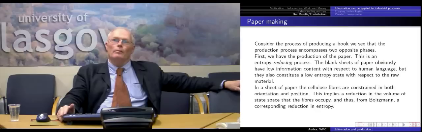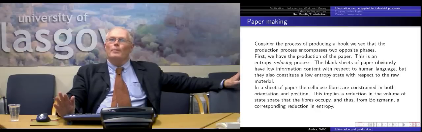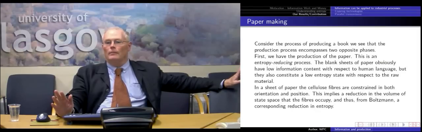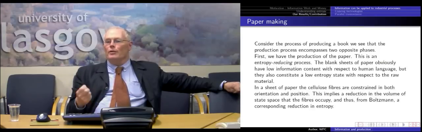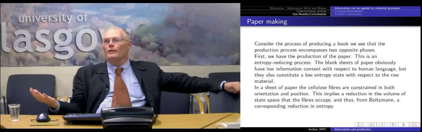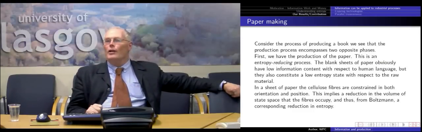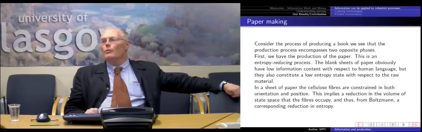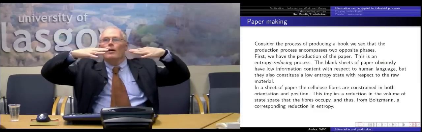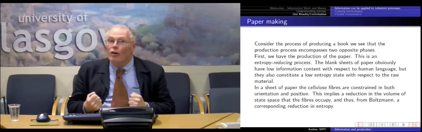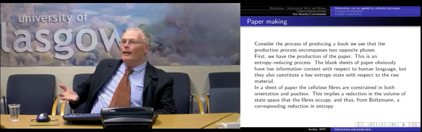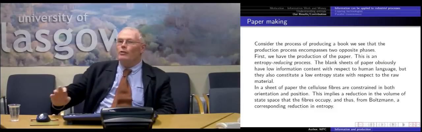Consider the process of making a book. You can see it goes through two opposite phases. First, you make paper. Now, making paper is obviously an entropy-reducing process. A blank sheet of paper has low information content with respect to human language. It's got no messages on it. So from Shannon's point of view, low entropy. But it's also a low entropy state with respect to the raw material. In a sheet of paper, the cellulose fibers are all constrained to lie in a plane. And this implies a reduction in the volume of the state space that the fibers occupy, and from Boltzmann's theory, a corresponding reduction in their entropy.